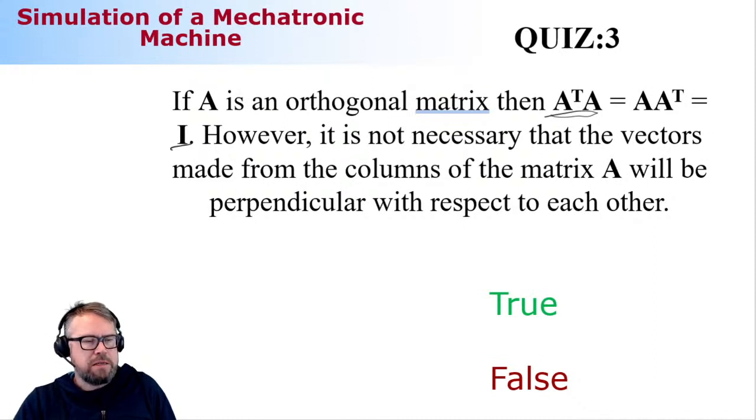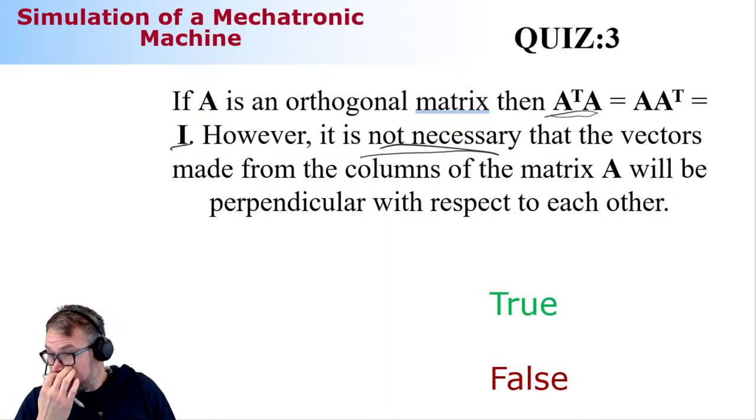Okay, but here, going back to this, it is not necessary that the vectors made from the columns of the matrix will be perpendicular with respect to each other. This is a little bit of unclear language, but basically, it's not necessary. And how is it? Remember this orthogonal matrix. This is all the matrices, but you can think about this in the case of this 2x2 rotation matrix to make it a bit more clear to you.